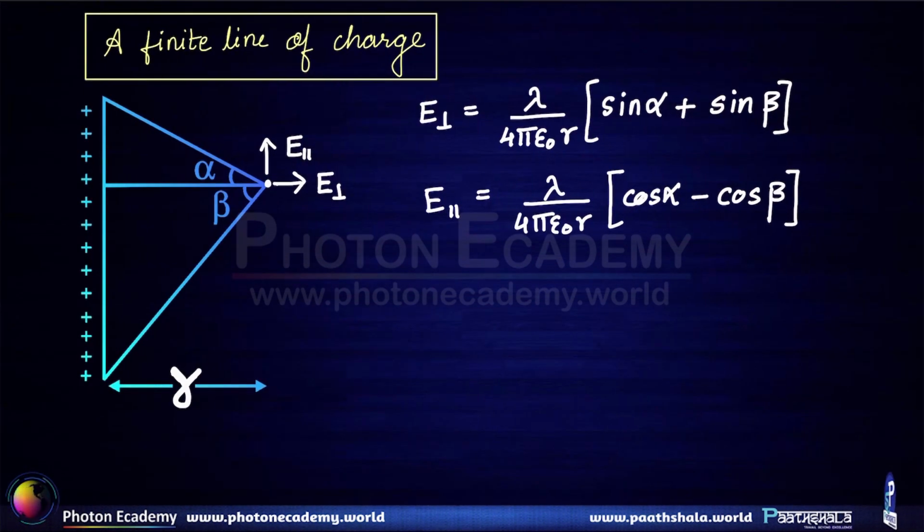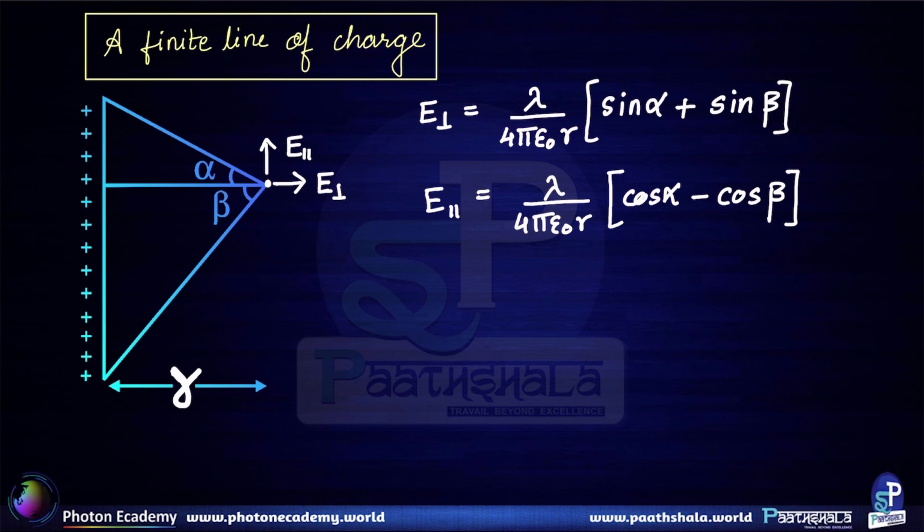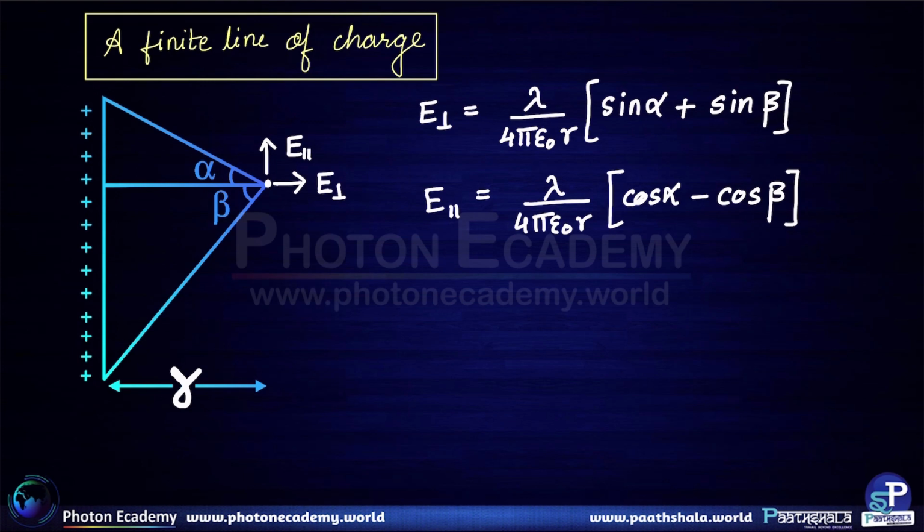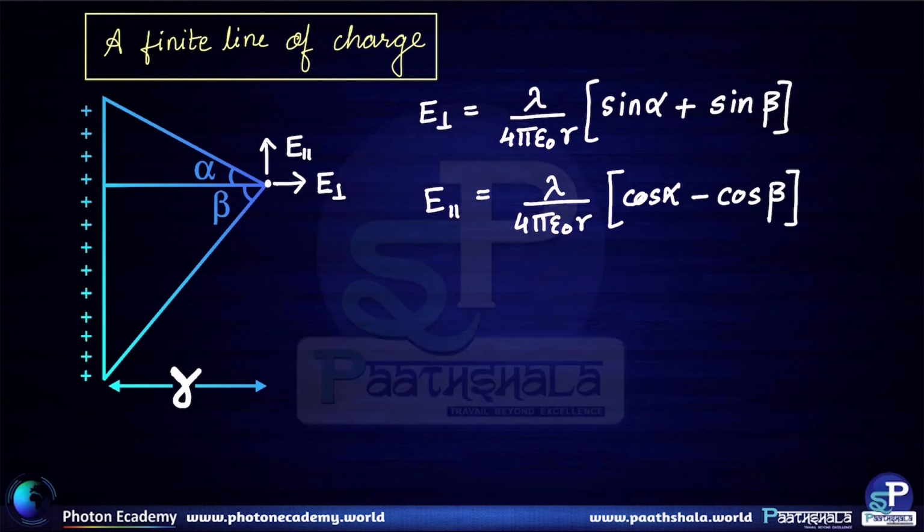Let us now have a look at a finite line of charge. A finite line of charge has certain limited dimensions. So instead of measuring the length, we measure the angles alpha and beta. Note that the perpendicular distance from the point in consideration to the finite line of charge, we are taking as r. So r is this particular distance.